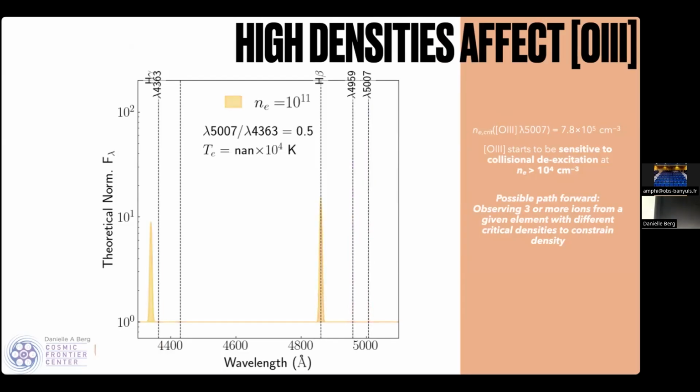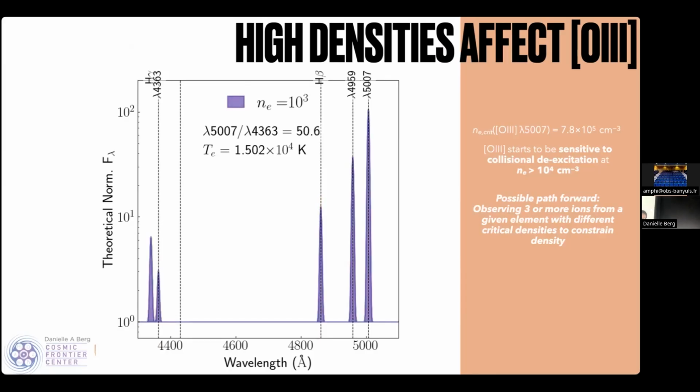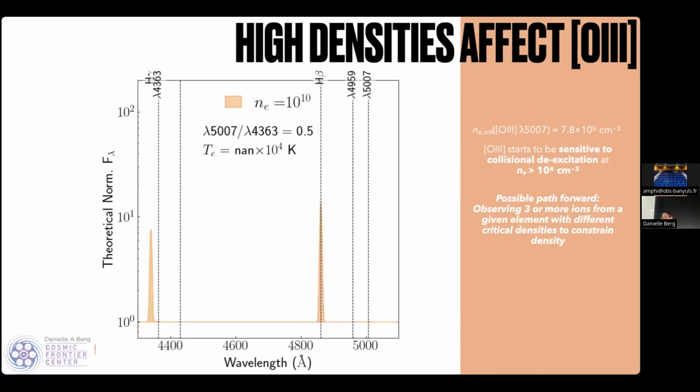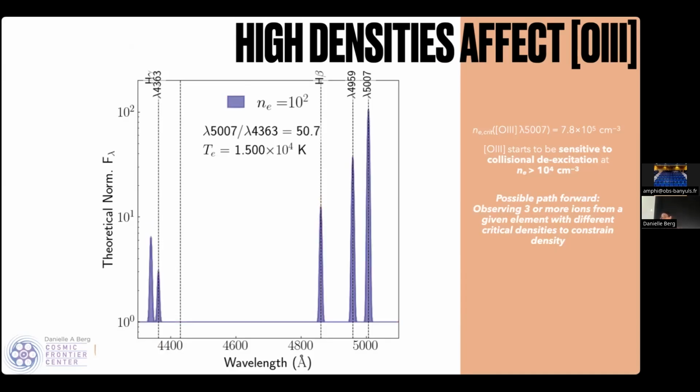And so in the low density limit of most nearby galaxies, we can just assume a density of 100 and we get a nice temperature. But if you're in a more extreme condition, which we think might be happening in some of our local extreme emission line galaxies, or definitely when we're measuring at higher redshifts, we need to include this in our calculations.